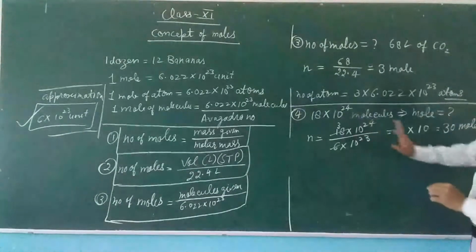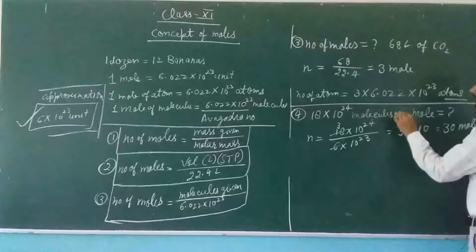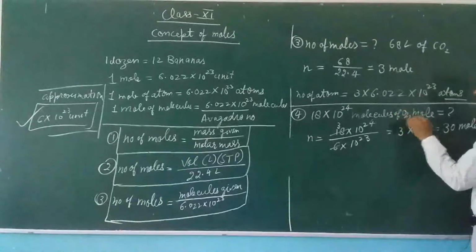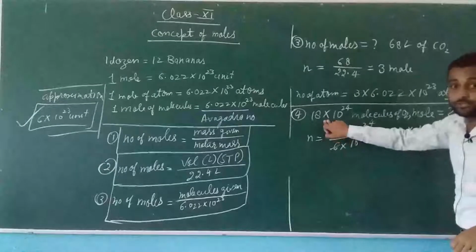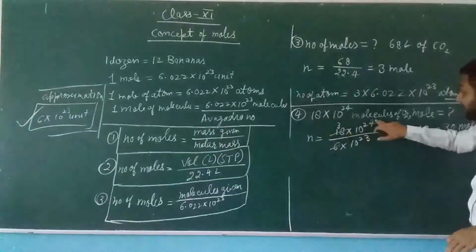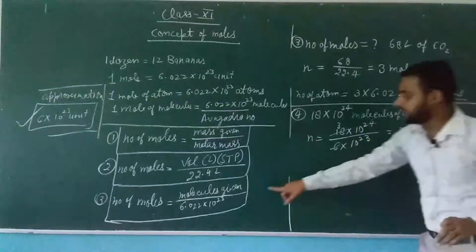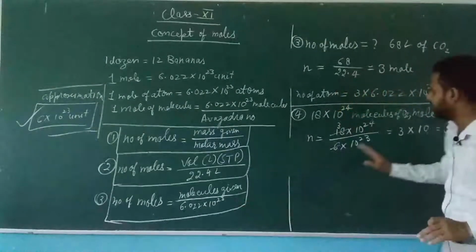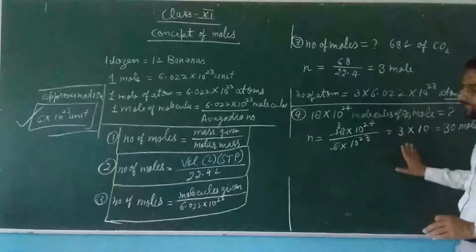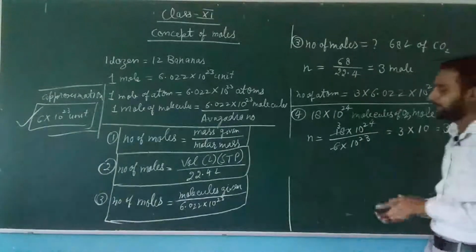So if we have 18 into 10 to the power 23 molecules of O2, then we find out the number of moles by using this formula. We can find out the number of moles by using this technique. Please note down.